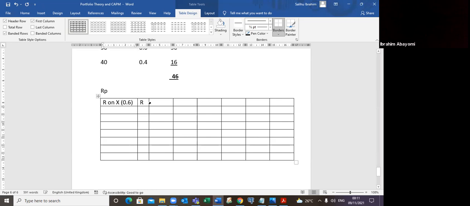So 60% of X and 40% of Y. R of Y, 40%. In short form, you can just put it as 0.6 of X and 0.4 of Y. So 0.6 of X, then here is 0.4 of Y.